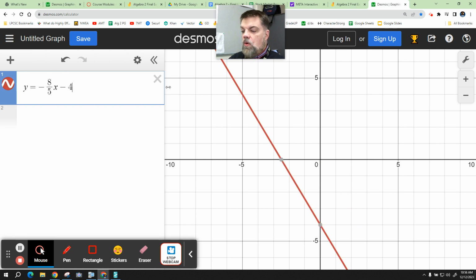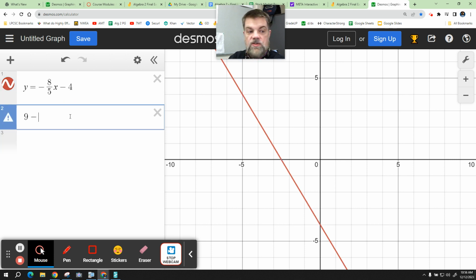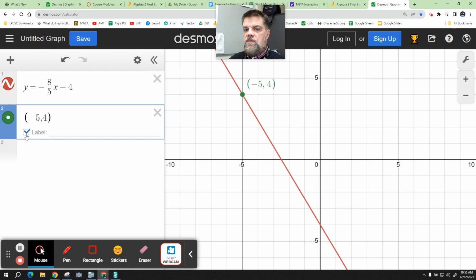Now, we're told that it's going to pass the point negative 5, 4. Does it look like it passes negative 5, 4? Yeah, it does, doesn't it? And we know the slope is negative 8/5, so that's the right one. Or you could just graph it like this. You could say it passes through the point negative 5, comma 4, right? So that's how you could double check it too.